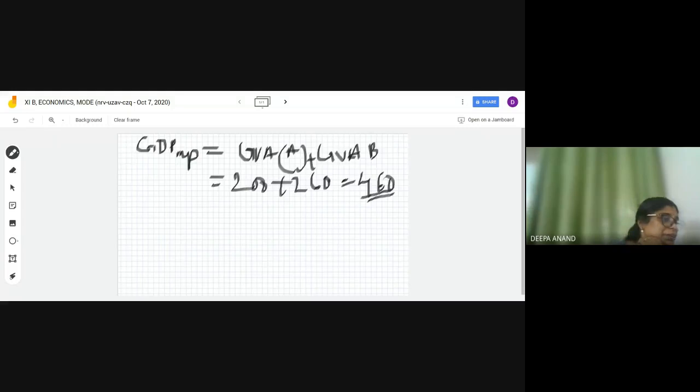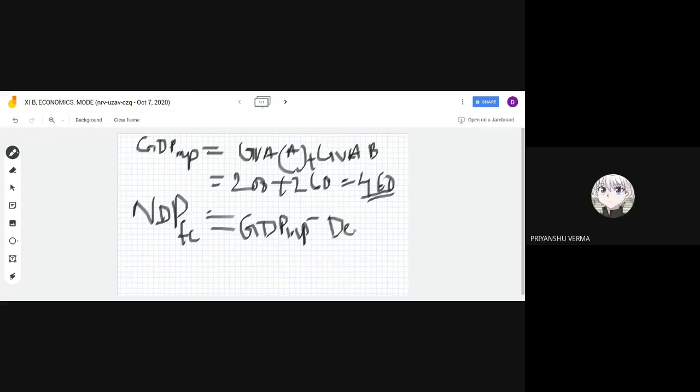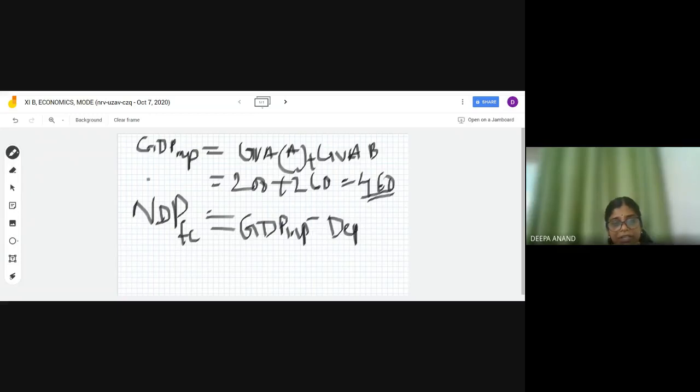And what is the next question? After GDP at MP, net domestic product at factor cost. Okay, so two things are different here, G and N. To make it N, you have to minus depreciation. So I'm writing here GDP at MP minus depreciation. First depreciation, from G to N. And from market price to factor cost, minus NIT.